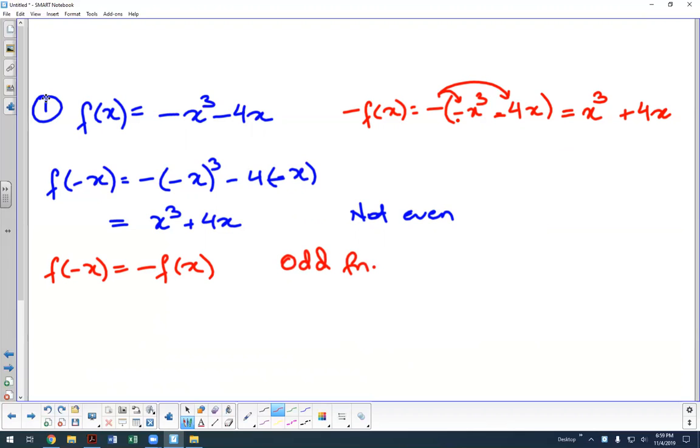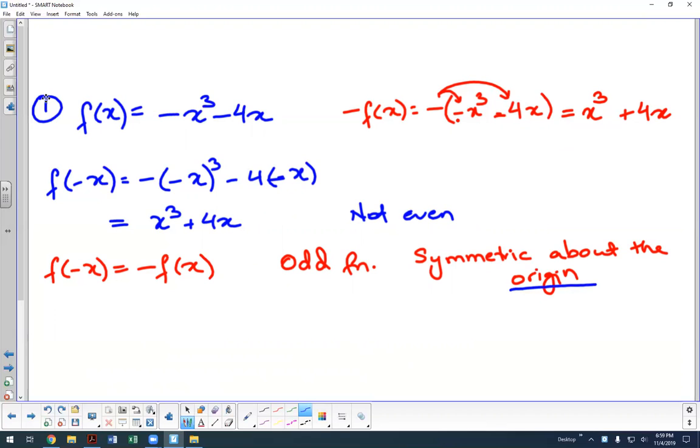So this is an odd function. What kind of symmetry does an odd function have? Yeah, it's symmetric about the origin. Okay, so symmetric about the origin for number 1.